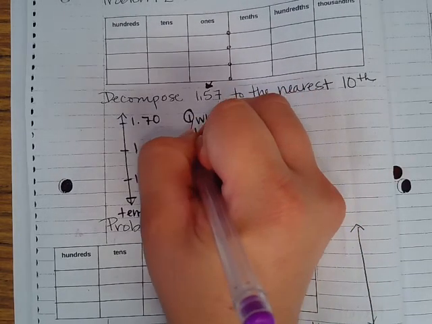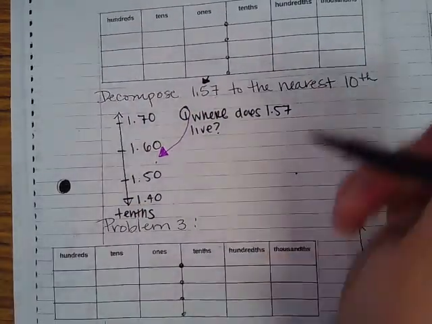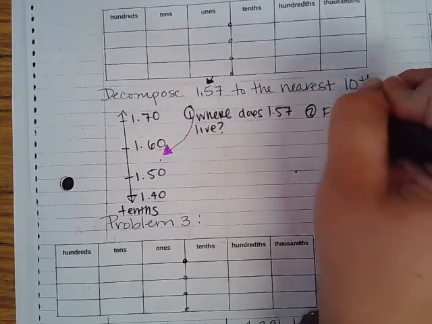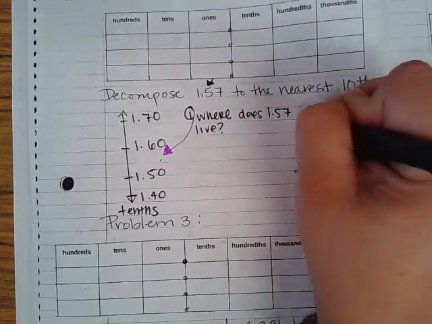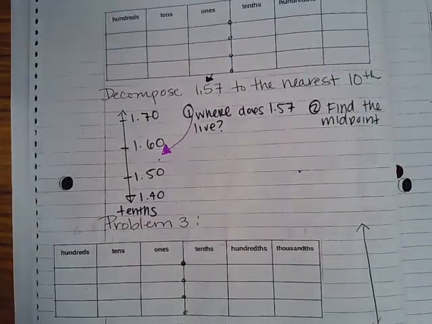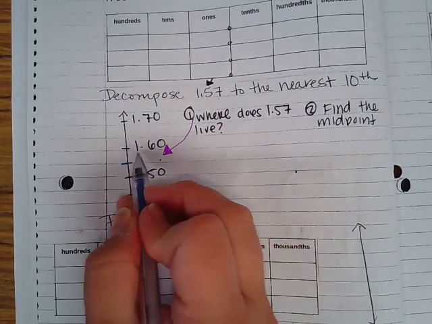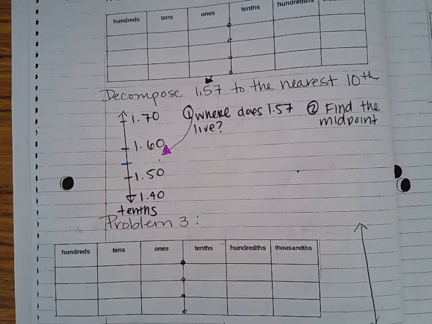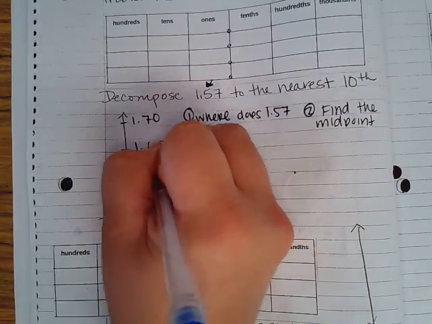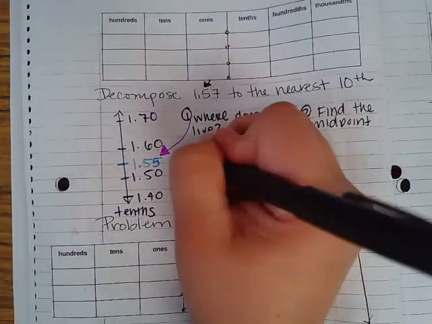Awesome. So I'm going to point this down. First step's done. Now step 2. Let's find the midpoint. All right. What's the midpoint between 1.50 and 1.60? Good job. 1.55. All right. Now on to step 3.